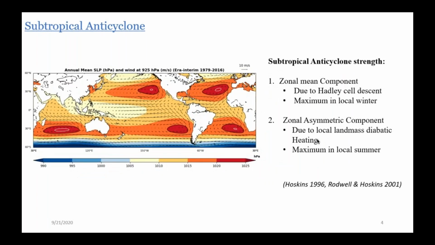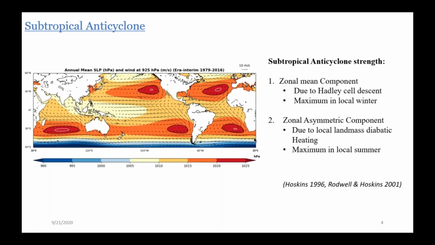Now, subtropical anticyclone strength can be decomposed into two components. One is the zonal mean component, and one is the zonal asymmetric component. The zonal mean component is due to the Hadley circulation, as we just talked about, which is maximum in local winter, because from the summer hemisphere to the winter hemisphere, the poleward transport of energy is stronger due to the larger temperature gradient. So warm air rises in the summer hemisphere and moves towards the winter hemisphere, more in the winter time, obviously, and creates a zonal mean strength and leads to a stronger subtropical anticyclone due to the Hadley circulation.